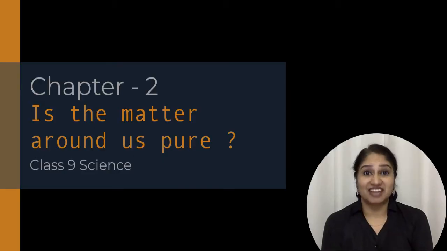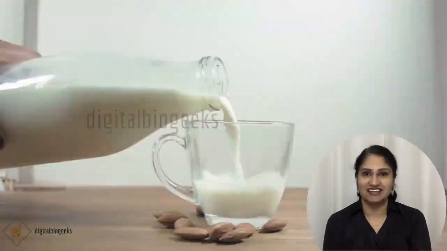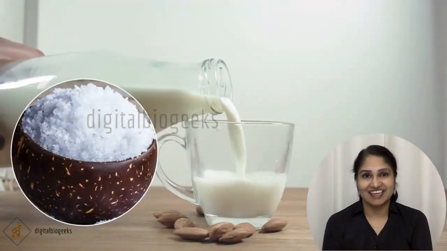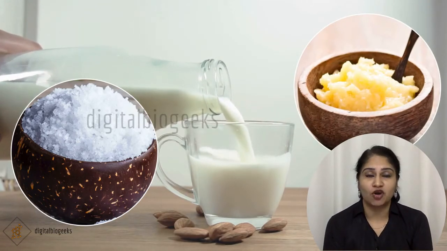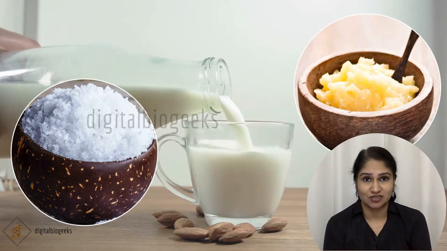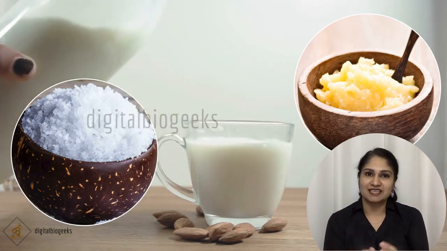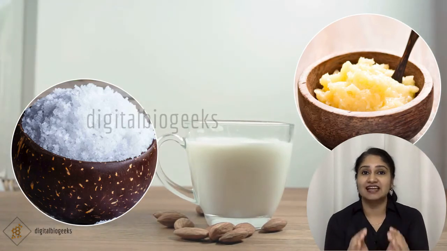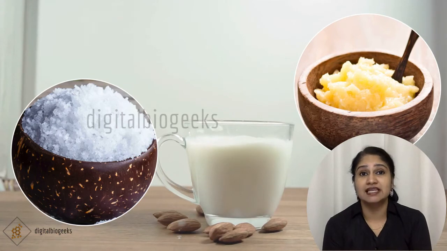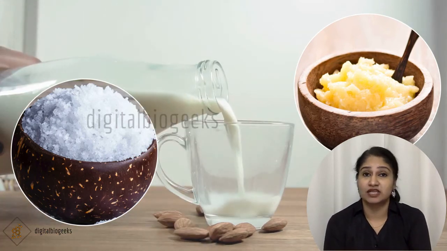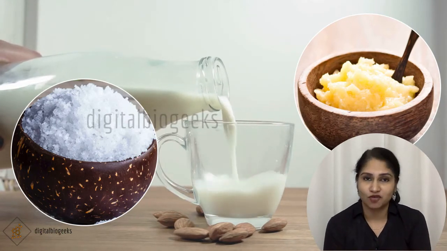We purchase a variety of items from the market for our daily use like milk, salt, ghee, etc. If someone asks if the milk is pure or not, they are referring to adulteration. But in science, pure has a different meaning. A pure substance consists of only a single type of particles. But most of the items we deal with in our daily life are mixtures. For example, milk is a mixture of proteins, fat, and water.